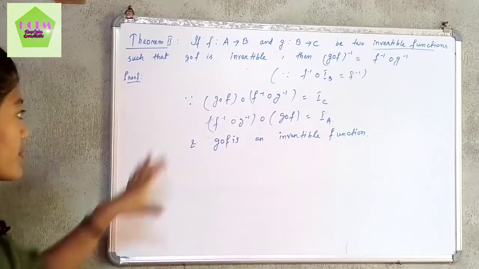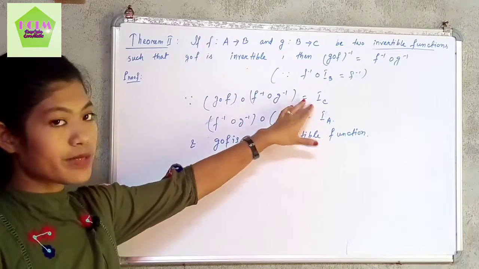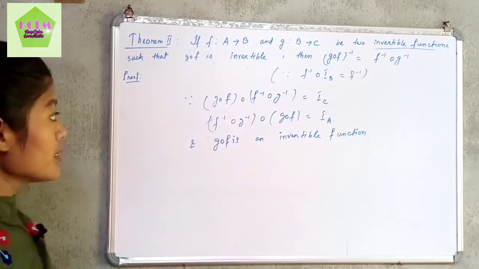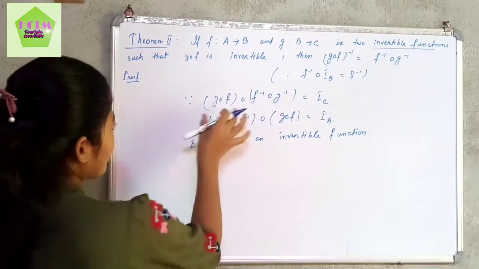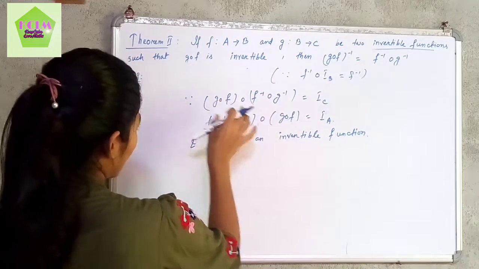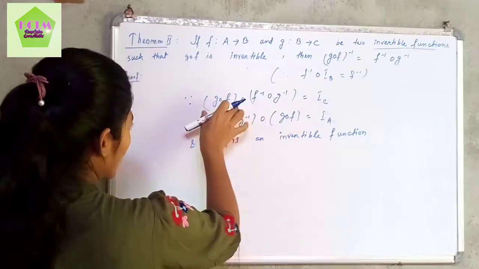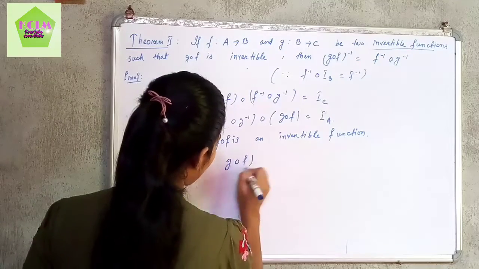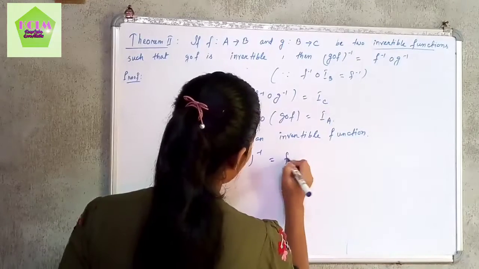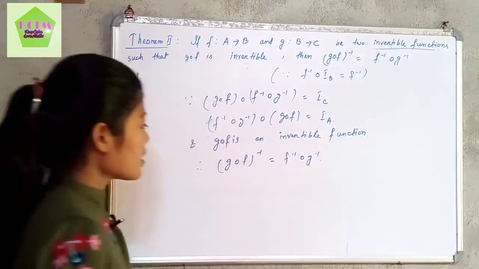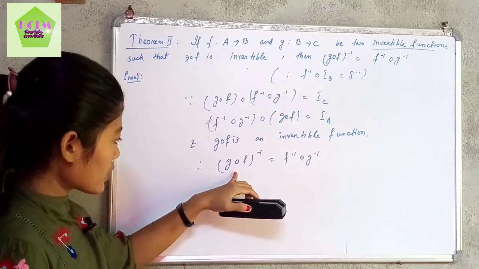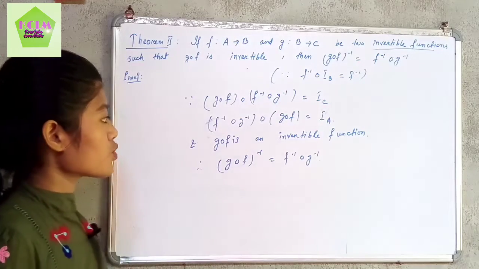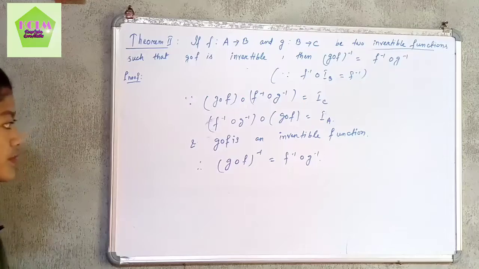So here we have (g∘f)∘(f inverse ∘ g inverse) equals identity map I_C, and this equals identity map I_A. And since g∘f is an invertible function, therefore I can conclude that this is nothing but the inverse of this function. So this is the inverse of g∘f. Therefore I can write (g∘f) inverse equals f inverse ∘ g inverse. Mathematically, (g∘f) inverse equals f inverse ∘ g inverse. So this theorem is proved. Hence it is done.